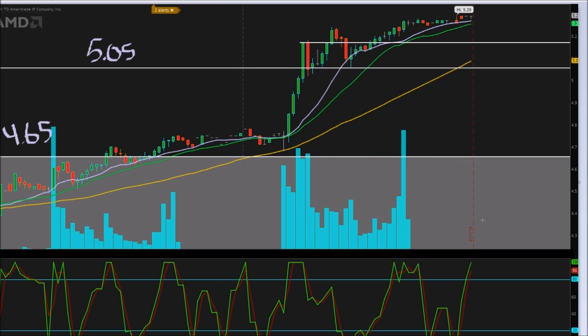I'm putting an alert at 540, and I'm also putting an alert down at 505 to see if we dip down off 505. There's potential to bounce off again like we did here, and that's another potential for a great day trade.